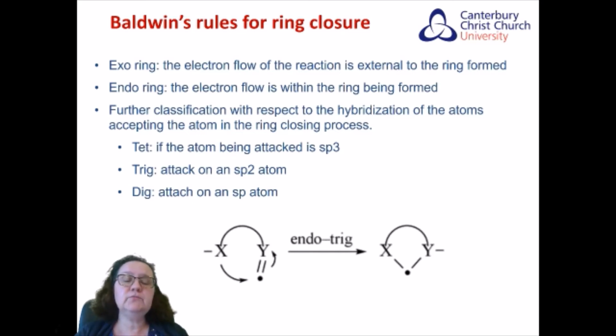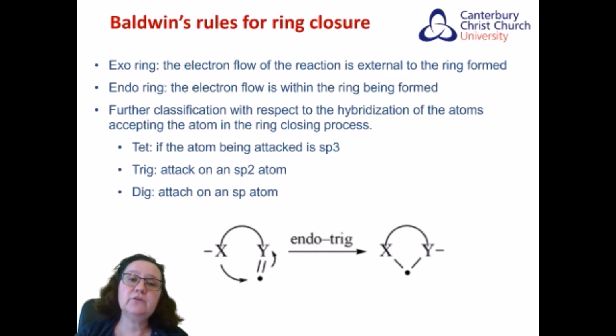There are a few words that we need to get familiar with when looking at Baldwin's rules before deciding if a particular ring formation will be favorable or not favorable. Baldwin classified reactions with respect to different things. One was the electron flow. He talked about exo rings, and in exo rings, the electron flow of the reaction is external to the ring formed. And in endo rings, the electron flow is within the ring that is being formed.